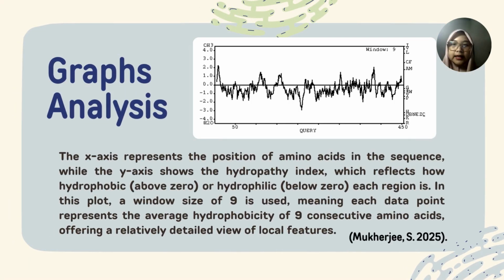In the graph, we can see the x-axis and the y-axis. The x-axis represents the positions of amino acids in the sequence, while the y-axis shows the hydrophobicity index, which reflects how hydrophobic (above zero) or hydrophilic (below zero) each region is. In this plot, a window size of 9 is used, meaning each data point represents the average hydrophobicity of 9 consecutive amino acids, offering a relatively detailed view of local features.